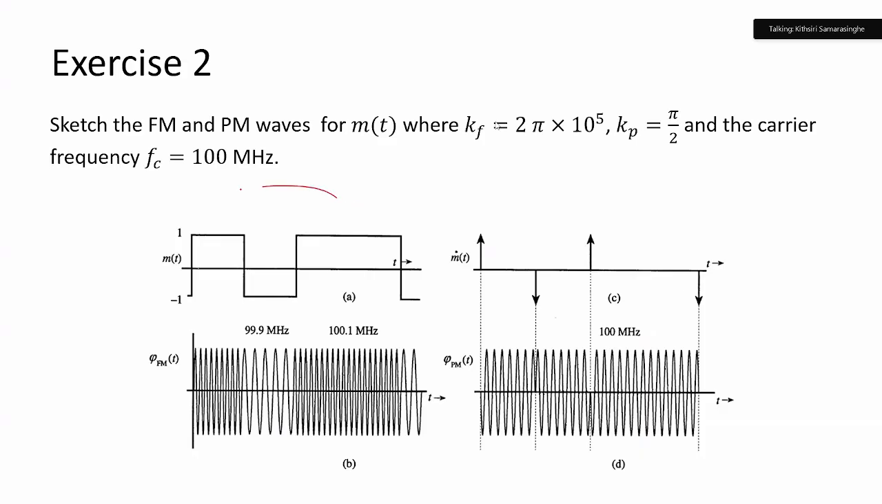So for this same waveform, this will be the FM output. This will be the PM output. Right? Those two are just to illustrate our indirect methods.